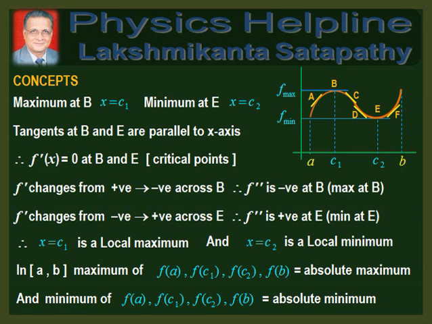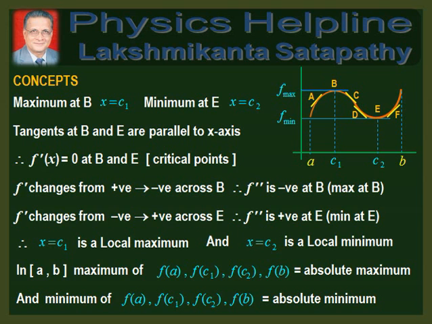Now, for the minimum at E, consider 2 points D and F on the left and right of E and close to it. We observe that the slope of the tangent at D is negative and that at F is positive, which implies that f dash x changes sign from negative to positive as we move across the point E.